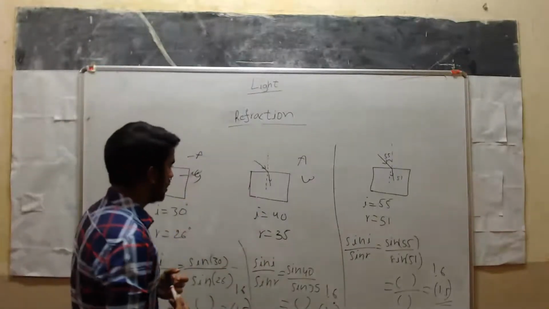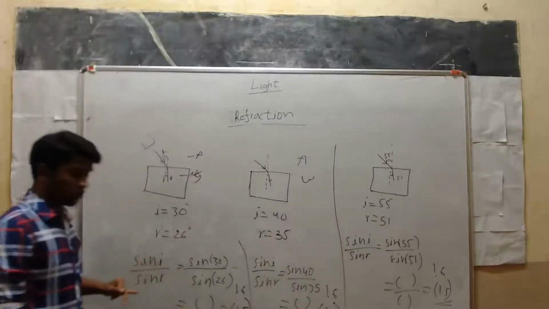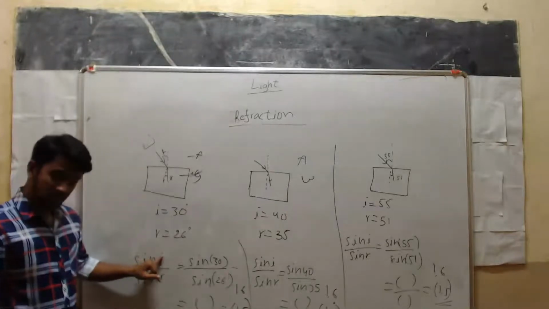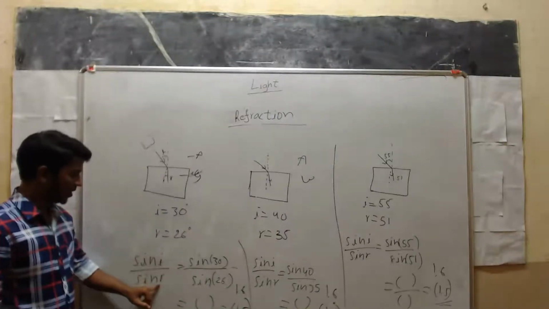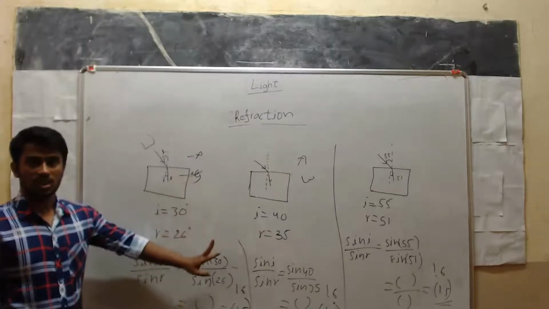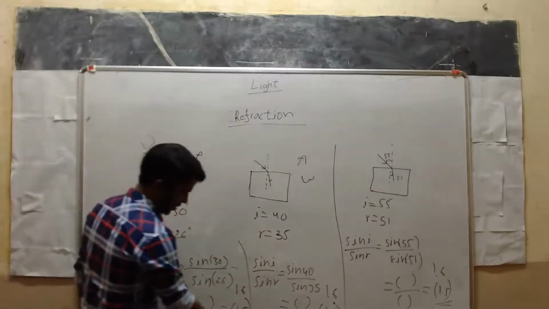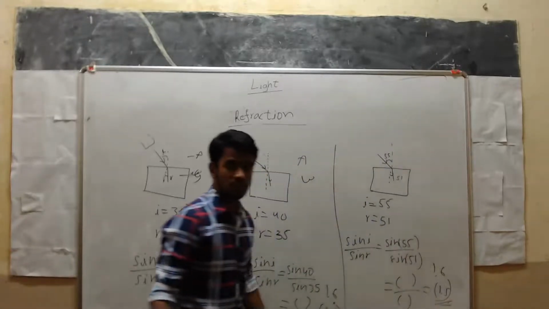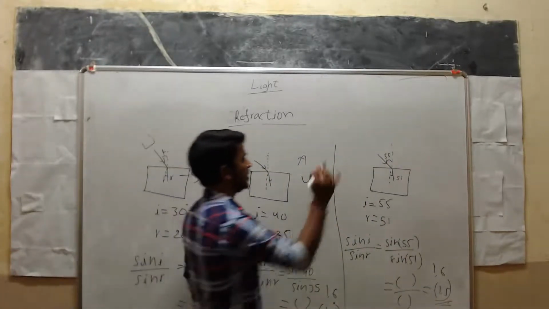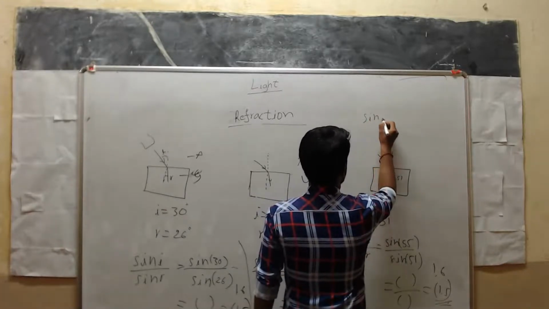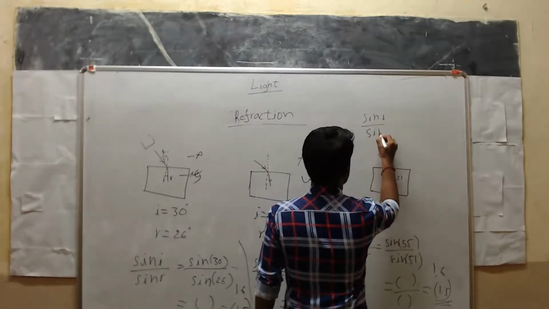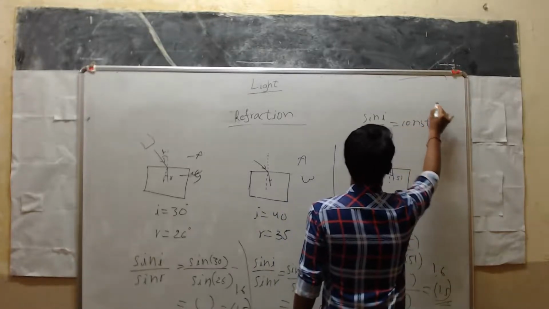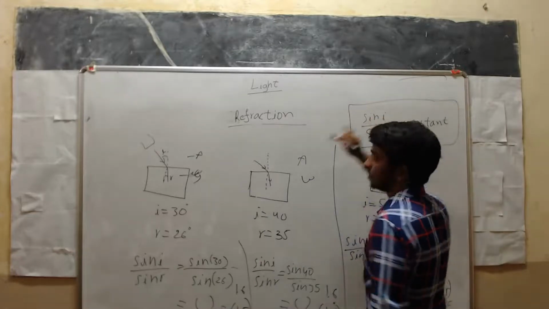What it says is that the ratio between the sine of the angle of incidence to the sine of the angle of refraction is constant. Why is it constant? Because here we got 1.5, here also we got 1.5, here also 1.5. So it's a constant, right? Same value. So that's why the second law we can write as sin i divided by sin r equal to constant.